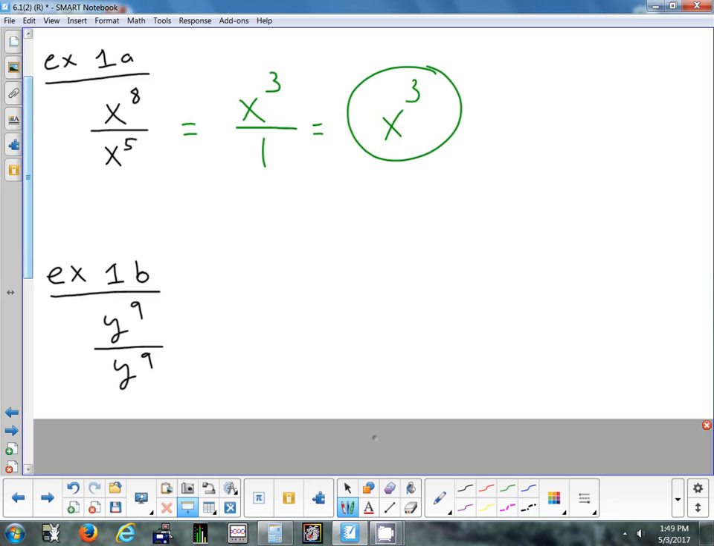Y to the 9th over y to the 9th equals 1. How come, Marissa? Yeah, it's the same thing. I don't care what's written there. You could have decimals, all kinds of different stuff. If what's on the top matches what's on the bottom, it's going to be 1. I don't care what you're dealing with. Whatever's on the top, if it matches on the bottom, it's going to be 1. So that was a simple one.